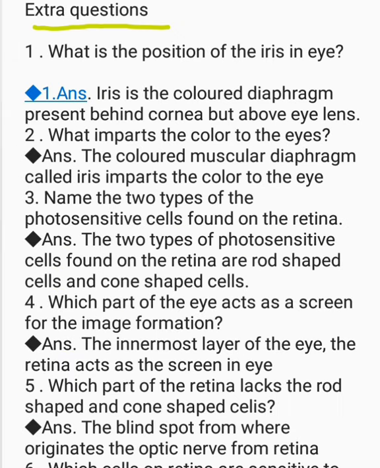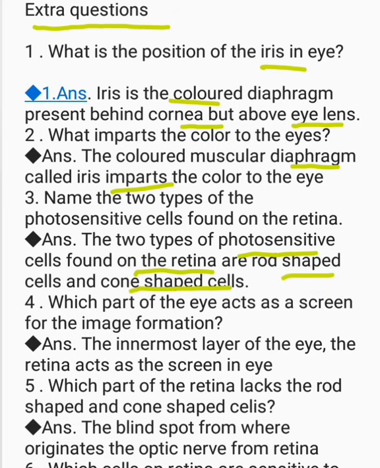Questions. What is the position of iris in the eye? Iris is the colored diaphragm present behind the cornea but above the eye lens. What imparts the color to the eyes? The colored muscular diaphragm called iris imparts the color to the eye. Next question. Name the two types of the photosensitive cells found on the retina. Answer. The two types of photosensitive cells found on the retina are rod-shaped cells and cone-shaped cells.